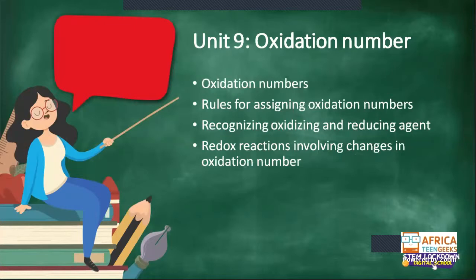Okay. So what are we going to work with on Unit 9? Number one, we're going to be working with the oxidation numbers. We're going to find out what oxidation numbers are and what they do. Number two, we're going to do rules of assigning oxidation numbers. Number three, recognizing oxidizing and reducing agents. And these last two, we're going to work straight from the textbook because they are more well expanded on in the textbooks. And number four, redox reactions involving changes in oxidation number. Okay, so let's get started.